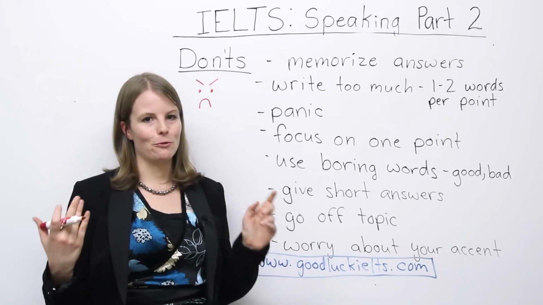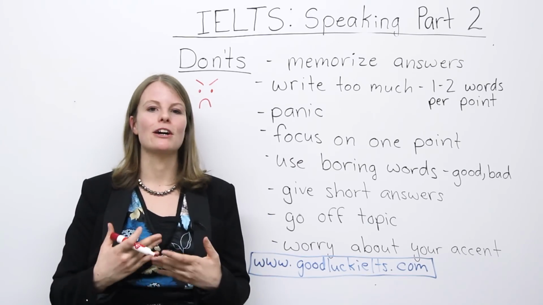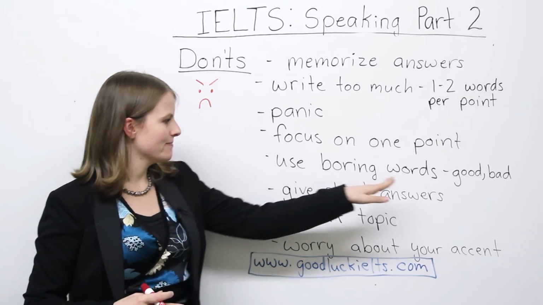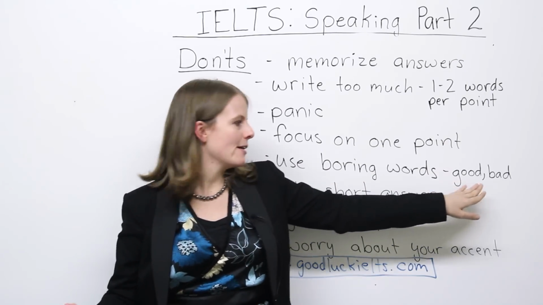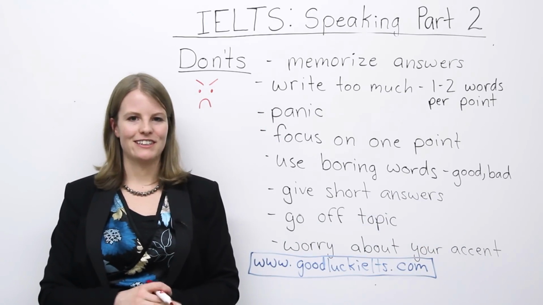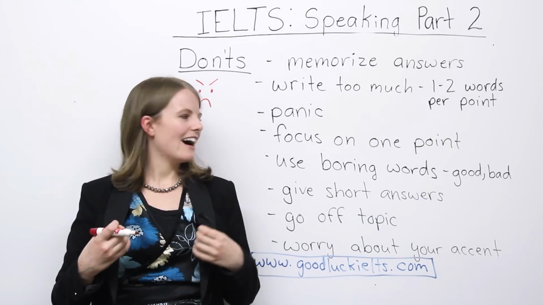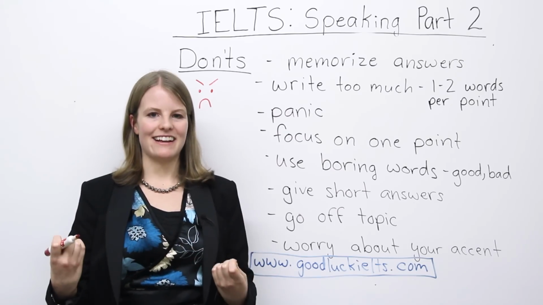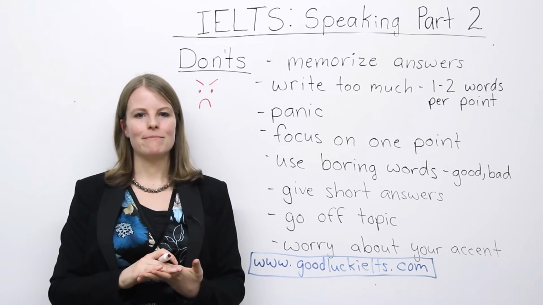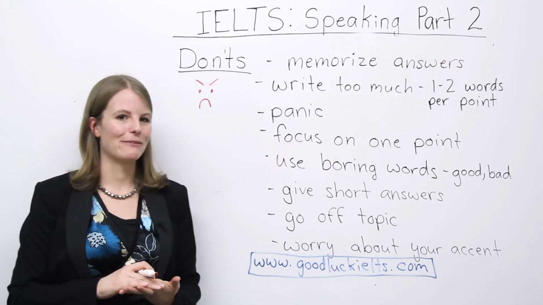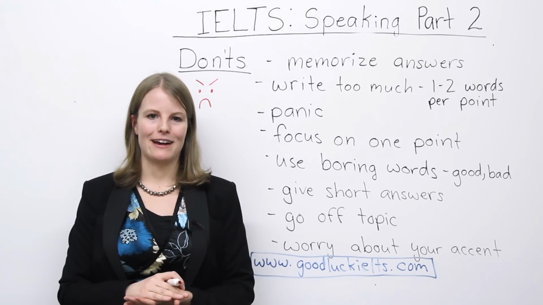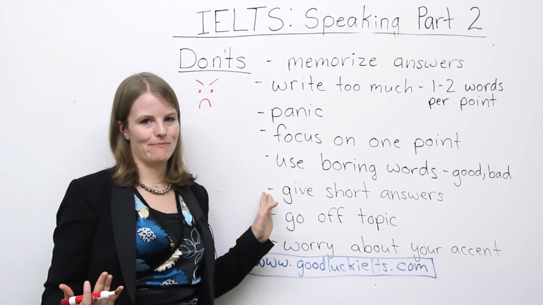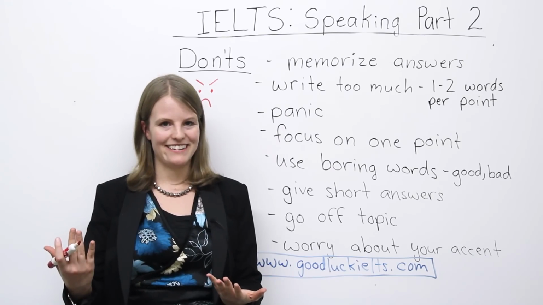Don't use boring words. Okay, remember, you're getting marked on vocabulary. You want to use interesting vocabulary. So for example, good, that's a boring word. Bad, again, a boring word. Use something interesting. Like, my favorite teacher was really exciting. She was very enthusiastic. That's so much better than just saying, my favorite teacher was good. Okay, or the museum I went to was bad. No, use something better.